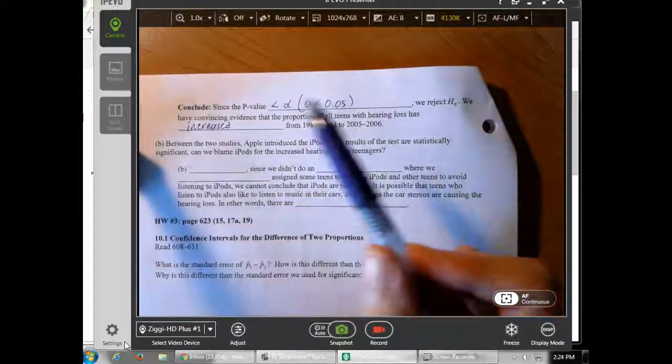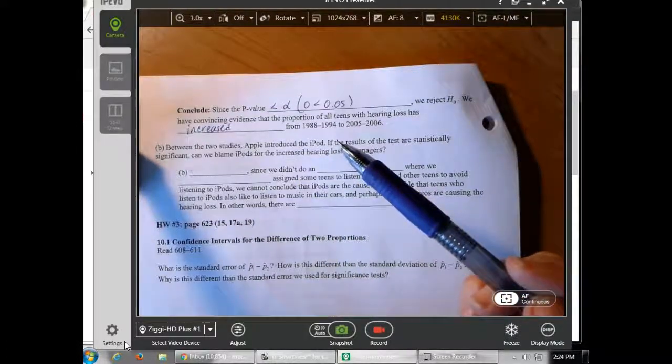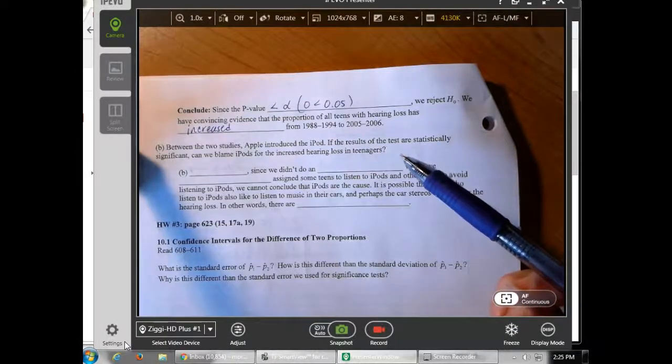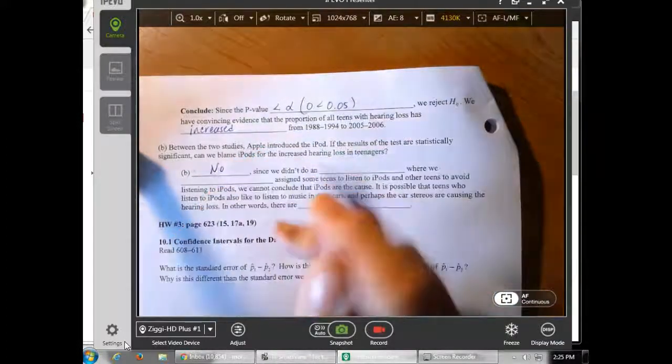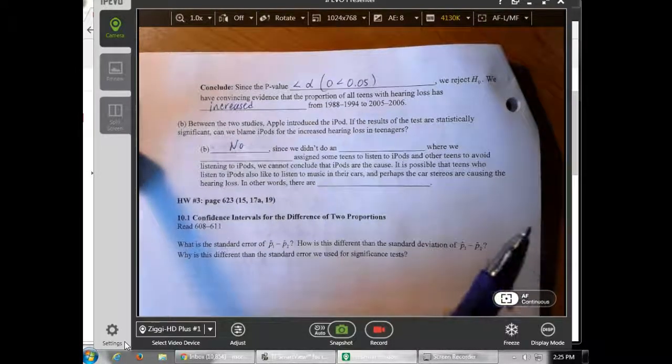All right, so between the two studies, Apple introduced the iPod. If the results of the test are statistically significant, can we blame iPods for the increased hearing loss in teens? So the answer is going to be no, we cannot. Because this is just something we're observing. There was no control, there was no random assignment. So it wasn't an experiment.